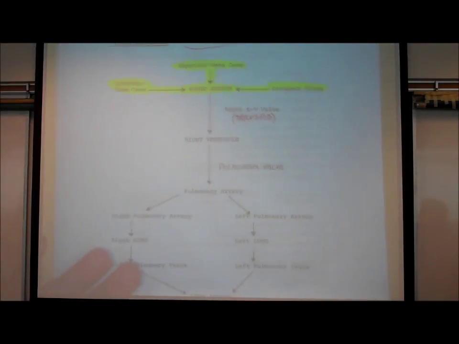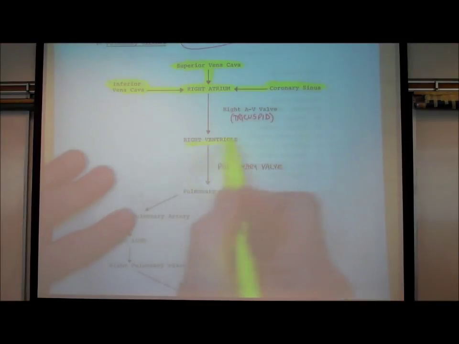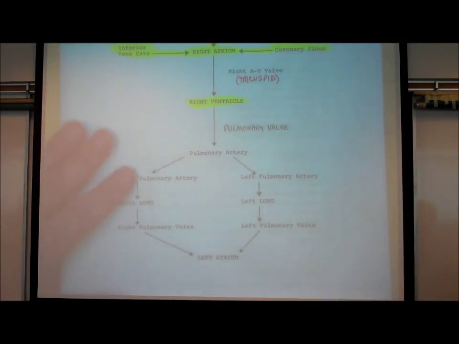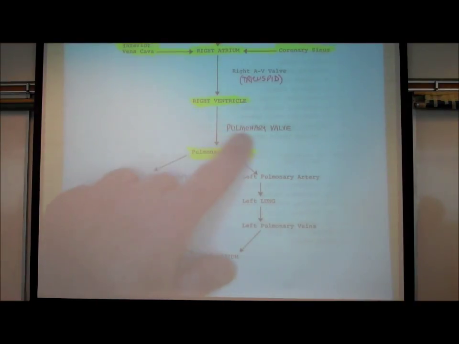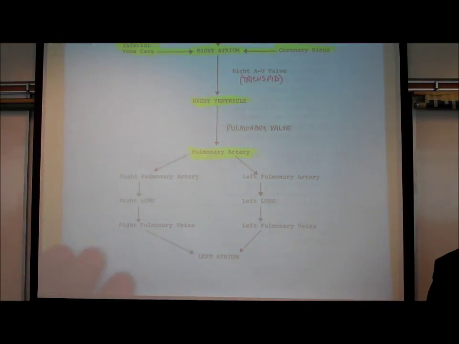And the blood goes into the right ventricle, and then the blood goes out through the right ventricle in the pulmonary artery. The pulmonary artery. There is a valve that controls the flow of blood between the right ventricle and the pulmonary artery called the pulmonary valve. All right? It's a semilunar valve.